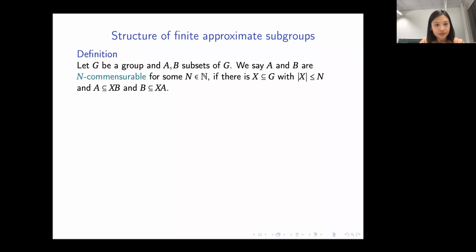For the statement, I need another definition. Let G be a group and A, B be subsets of G, and we say A, B are n-commutable for some natural number n if there is some set X of size bounded by n such that A is covered by XB and B contains XA. So A is contained in at most n many left translates of B, and B contains at most n many left translates of A. So they are morally equivalent or compatible.